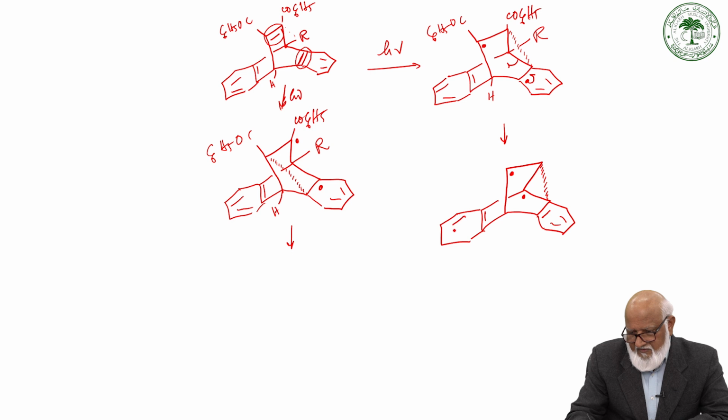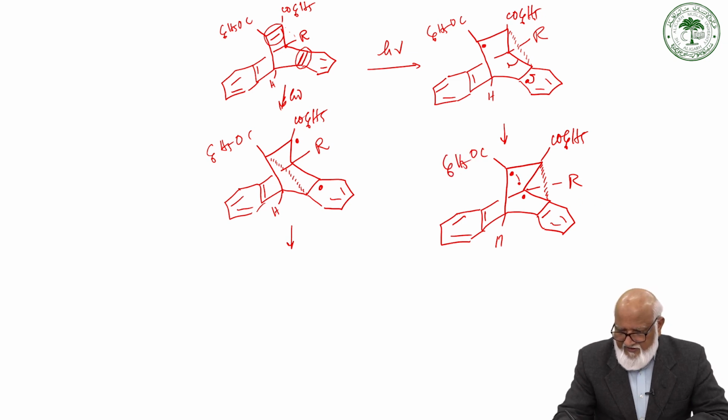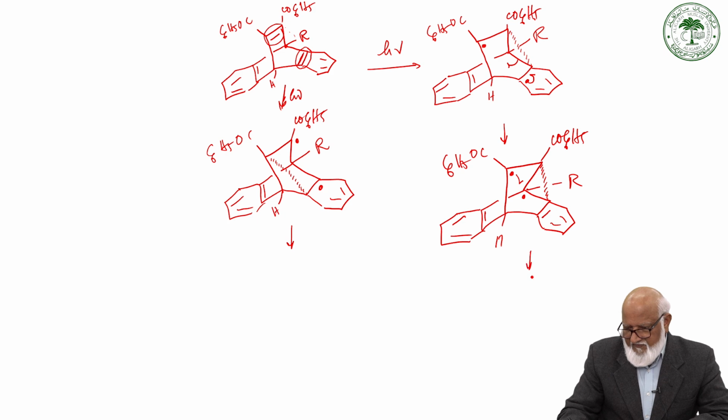So the benzene ring, this is H here, this is an R here, and the two benzoyl groups, COC6H5, one benzoyl group, COC6H5. Now if we combine this, we end up with a product like this.